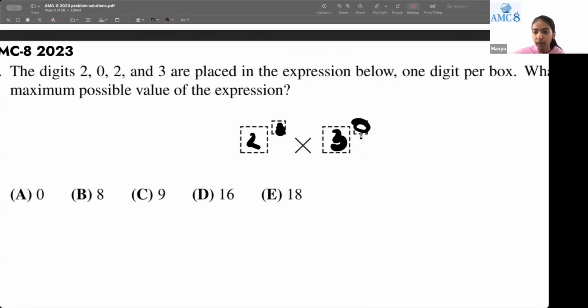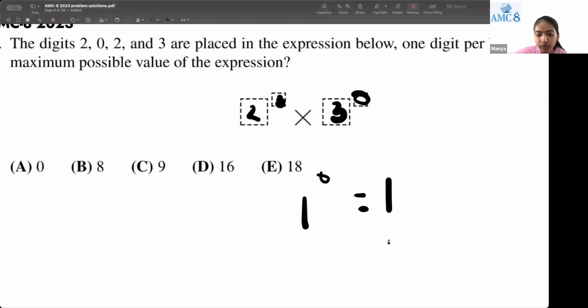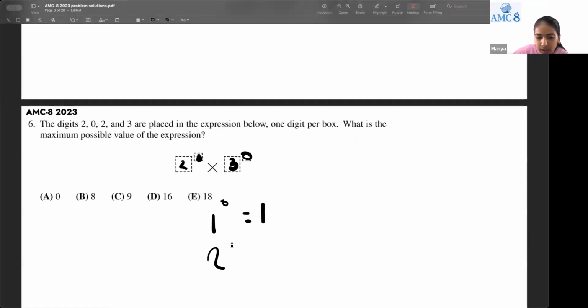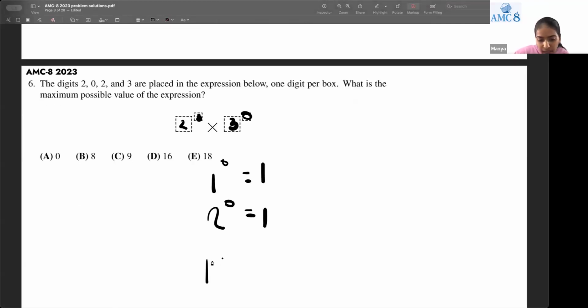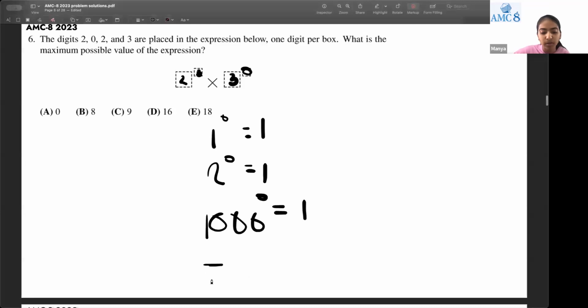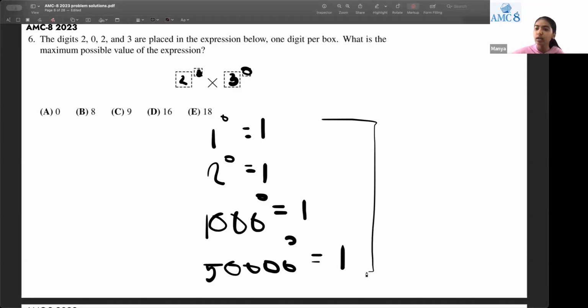So we know that the 0 power, so suppose that can be 1 to the power of 0 is going to be equal to 1. It can be 2 to the power of 0, and it's still going to be equal to 1. Well, there can be maybe 1,000 to the power of 0, and it's still going to be equal to 1. There can be any number. Suppose that can be 50,000 to the power of 0, and it still equals 1. This is called 0 power, and so x to the power of 0 is always going to be equal to 1.